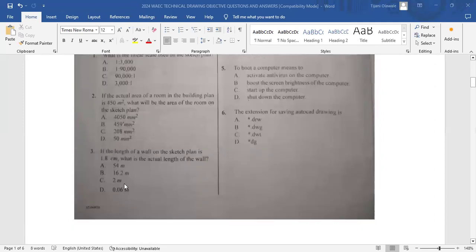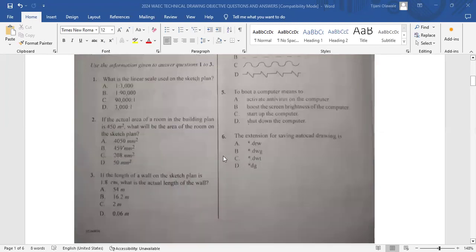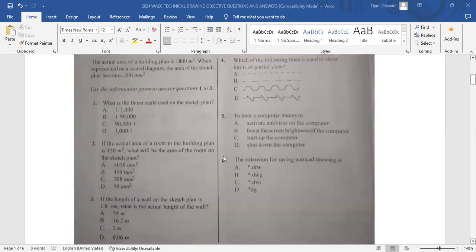Then question 3, if the length of a wall on the sketch plan is 1.8 centimeters, what is the actual length of the wall? So the answer to this question is 16.2 meters. All right, so let's move on to question 4.